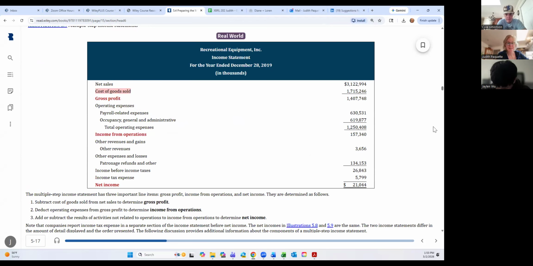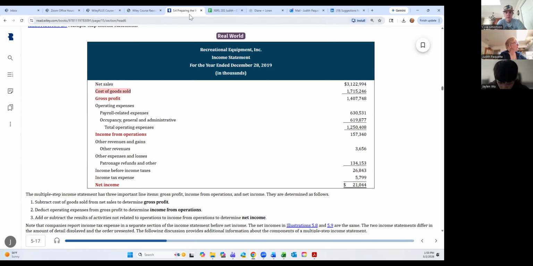Here it is super easy if you have a perpetual income statement. Now you might have three lines of sales. You might have sales, sales returns, sales discounts. That's fine. You'll have to do a subtotal for net sales.